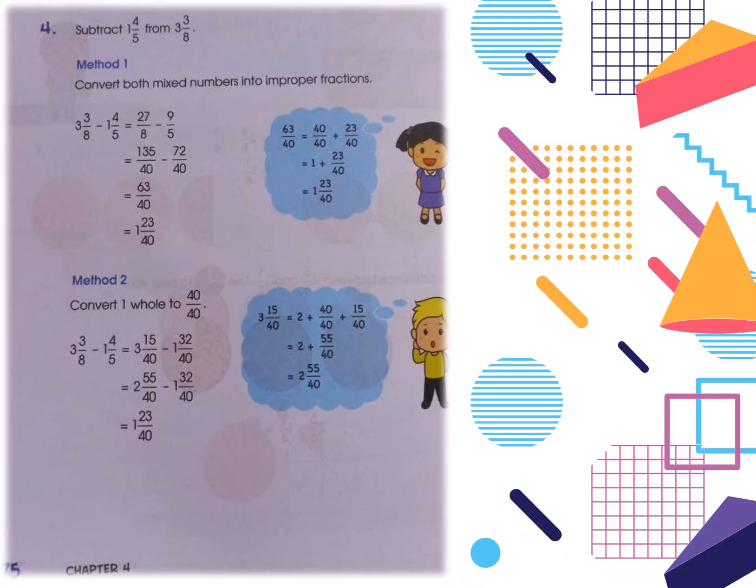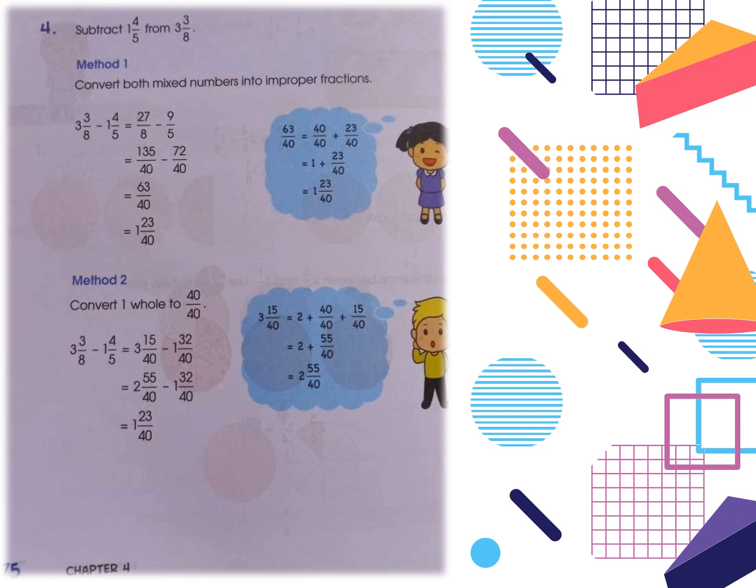In question 4, we have to subtract 1 whole number 4 over 5 from 3 whole number 3 over 8. In method 1, we have converted both the mixed numbers into improper fractions. We have 3 whole number 3 over 8 minus 1 whole number 4 over 5.